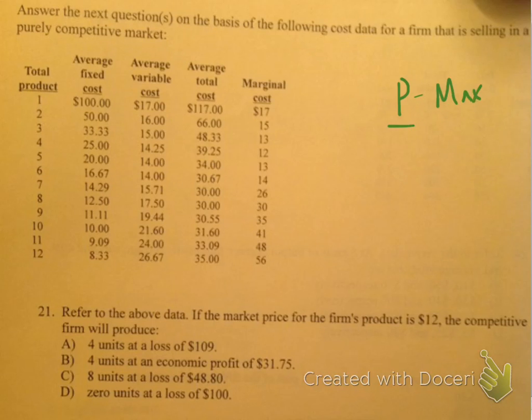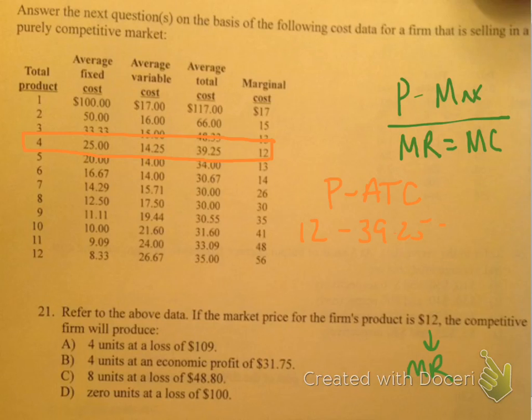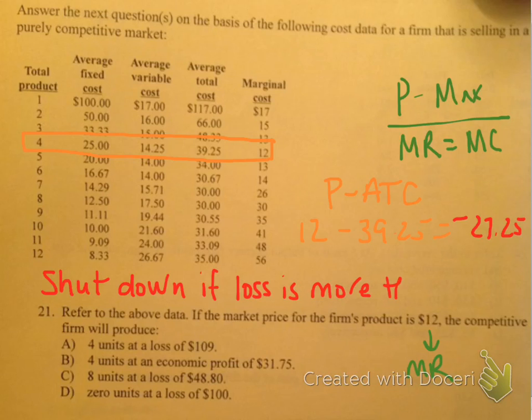Now for this one, it's giving us our marginal costs already, so we need to just go ahead and do the same thing. Marginal revenue minus marginal costs, then find my average total cost, and then figure out the profit or losses. In this case, I'm losing $27.25. Now, if a firm loses money, they can choose to stay open and lose money, or they can choose to shut down and lose money.